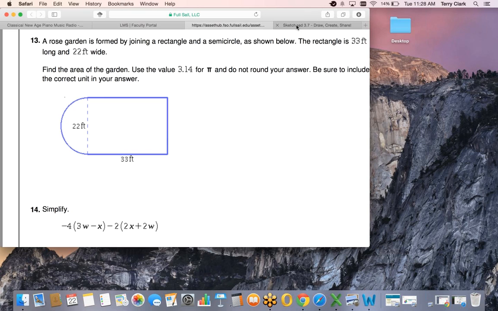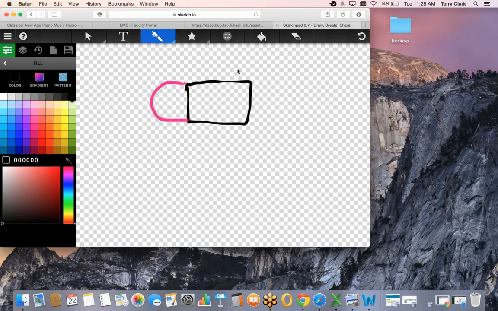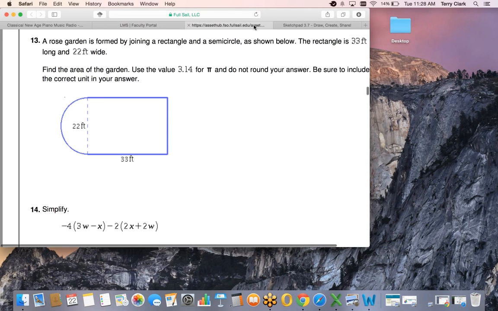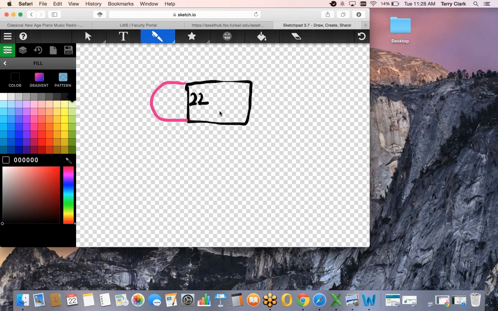So we got to know two formulas. We got to know the formula for the rectangle. The dimensions are 22 by 33. Okay, and so the rectangle formula is going to be area equals length times width.